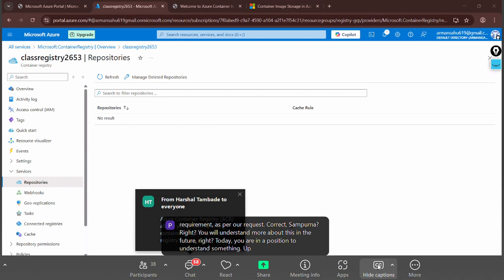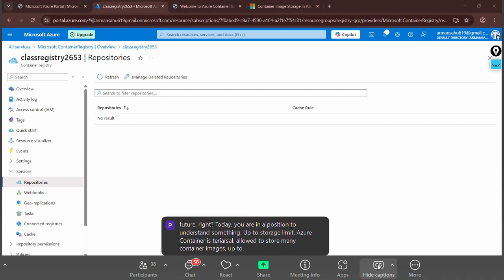Azure Container Registry, Harshal, is allowed to store many container images up to the registry storage limit. That's what I'm thinking. What is the storage limit here? Because whenever you are creating ACR, let's understand here. If I'm going to the ACR, right?